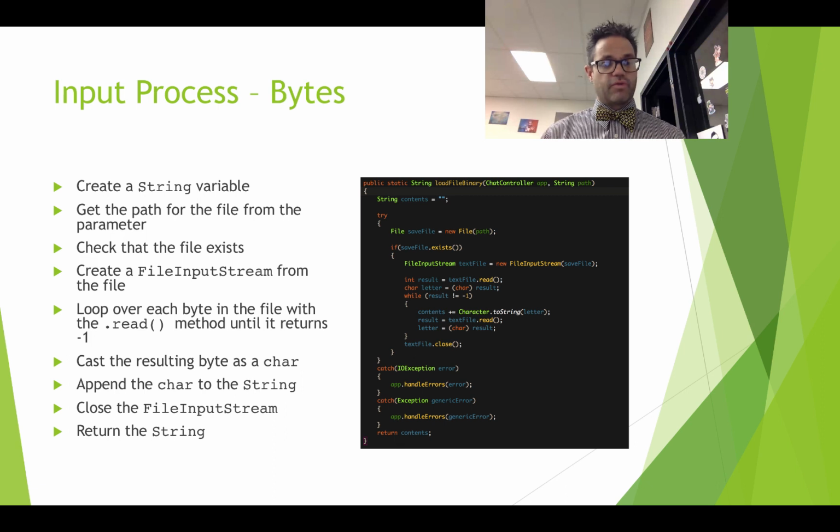And then we'll grab that resulting byte. We'll then cast it to a char. We'll then append that char to the string that we've created already, close the file stream, and return that string. So let's take a look at the code that goes along with that.